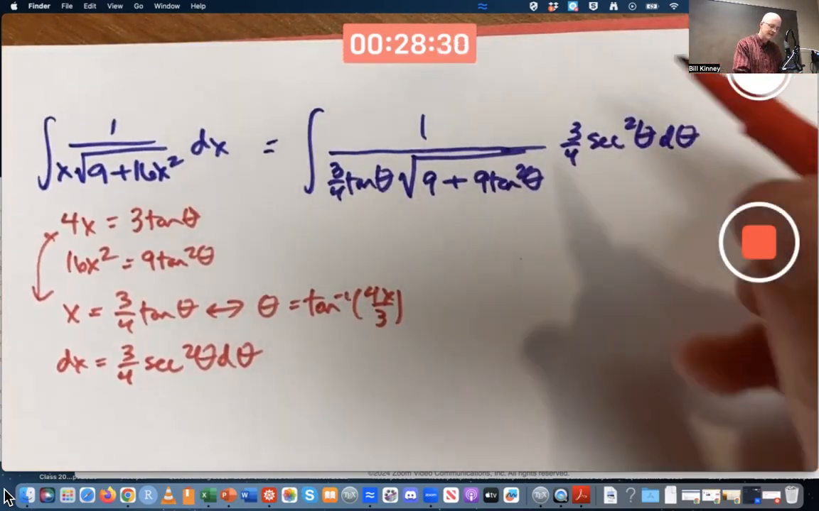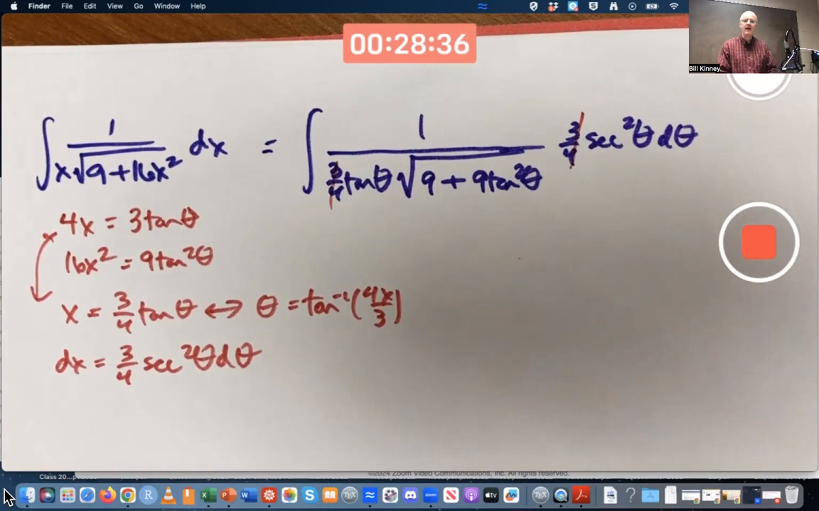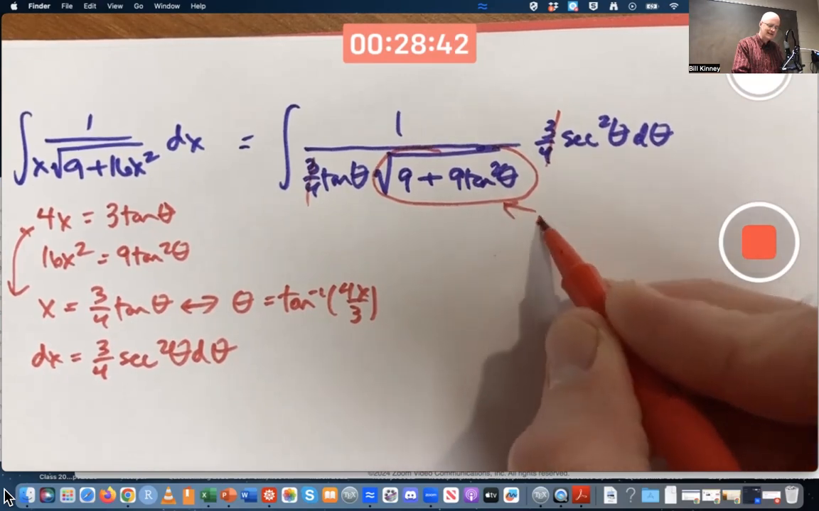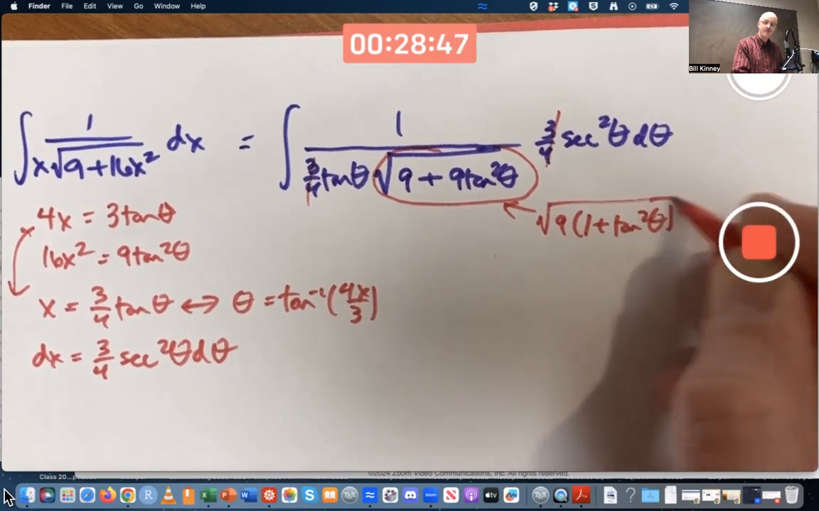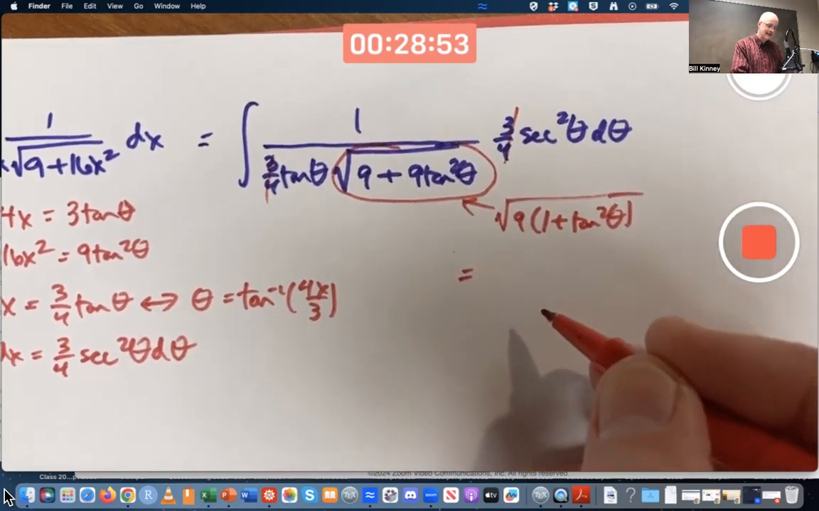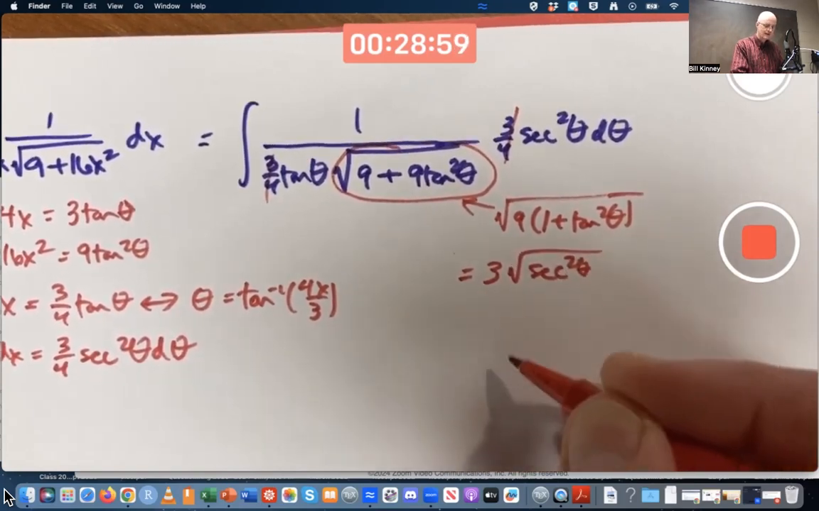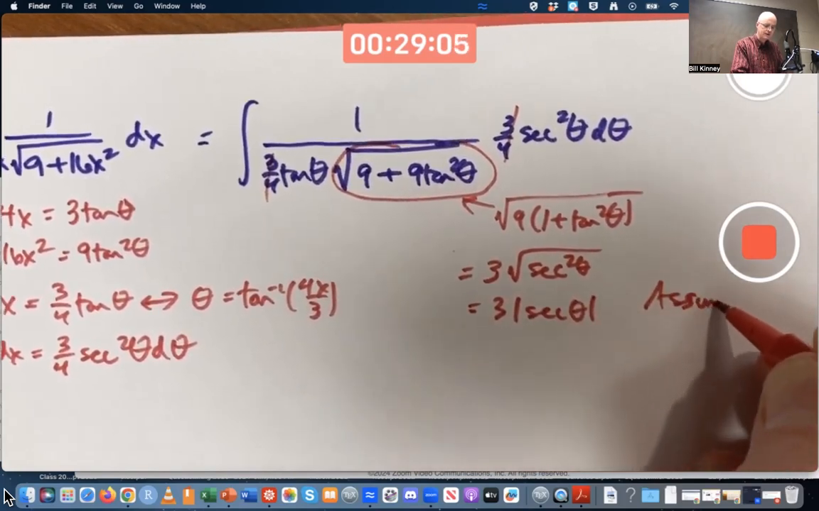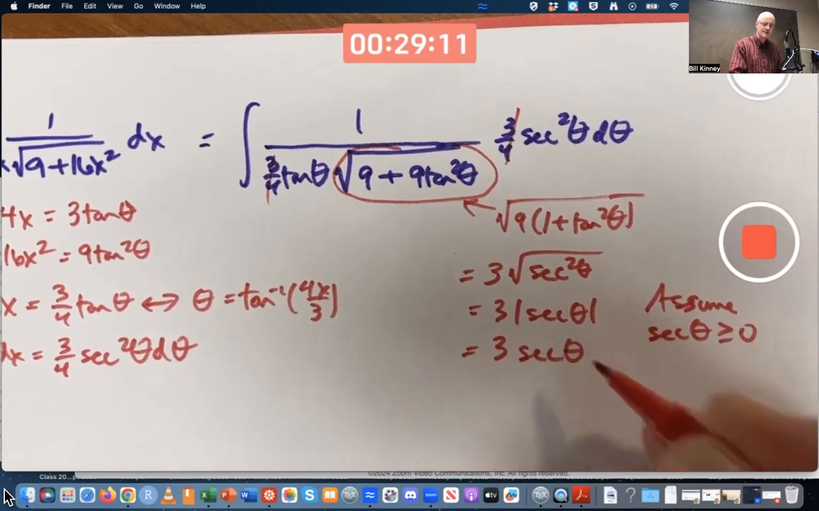One kind of nice thing happens. The 3/4 here in the numerator completely cancels with the 3/4 there. The square root of that is the same as the square root of this, and then the square root of that is 3 times the square root of secant squared theta, which is 3 times the absolute value of secant theta. Assume secant theta is greater than or equal to 0 to get rid of those absolute value signs.